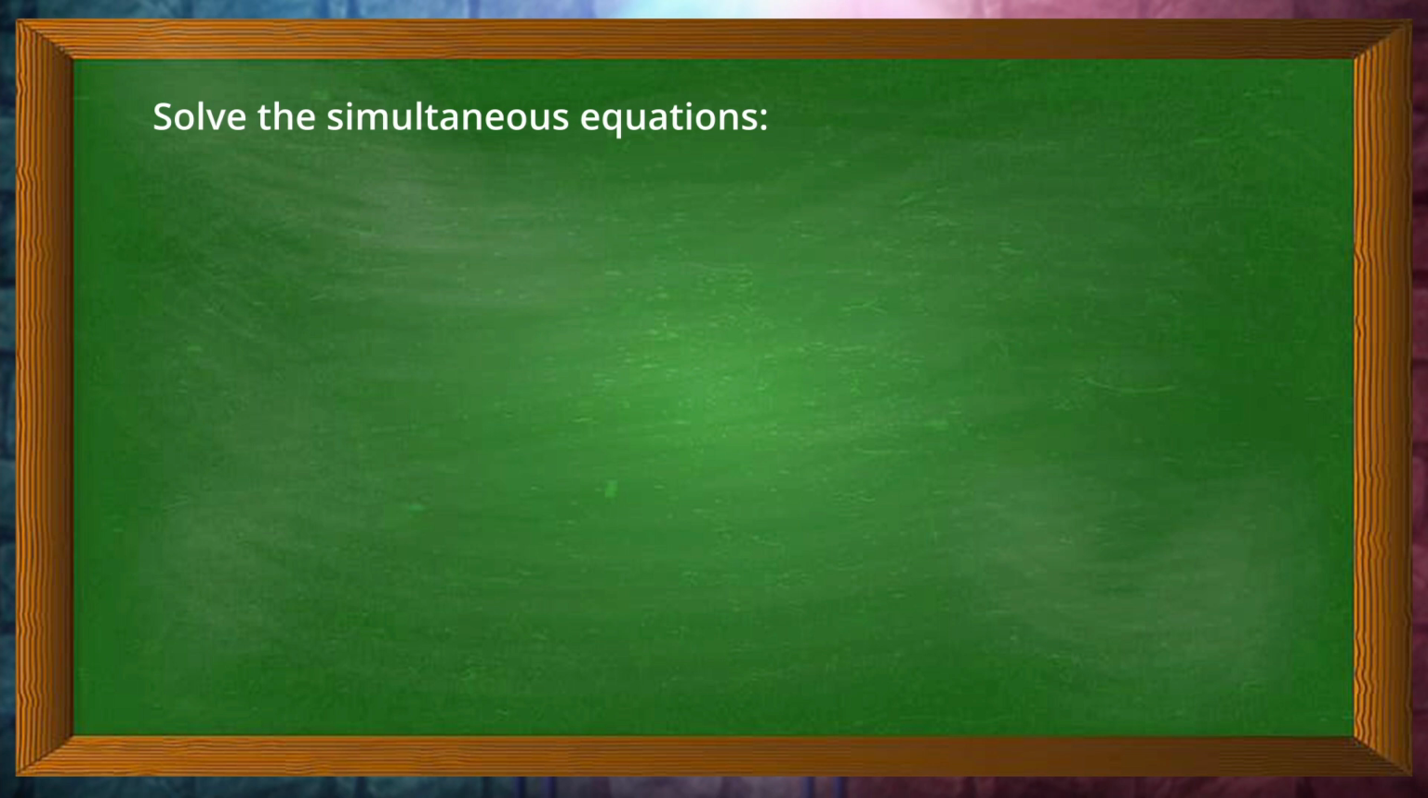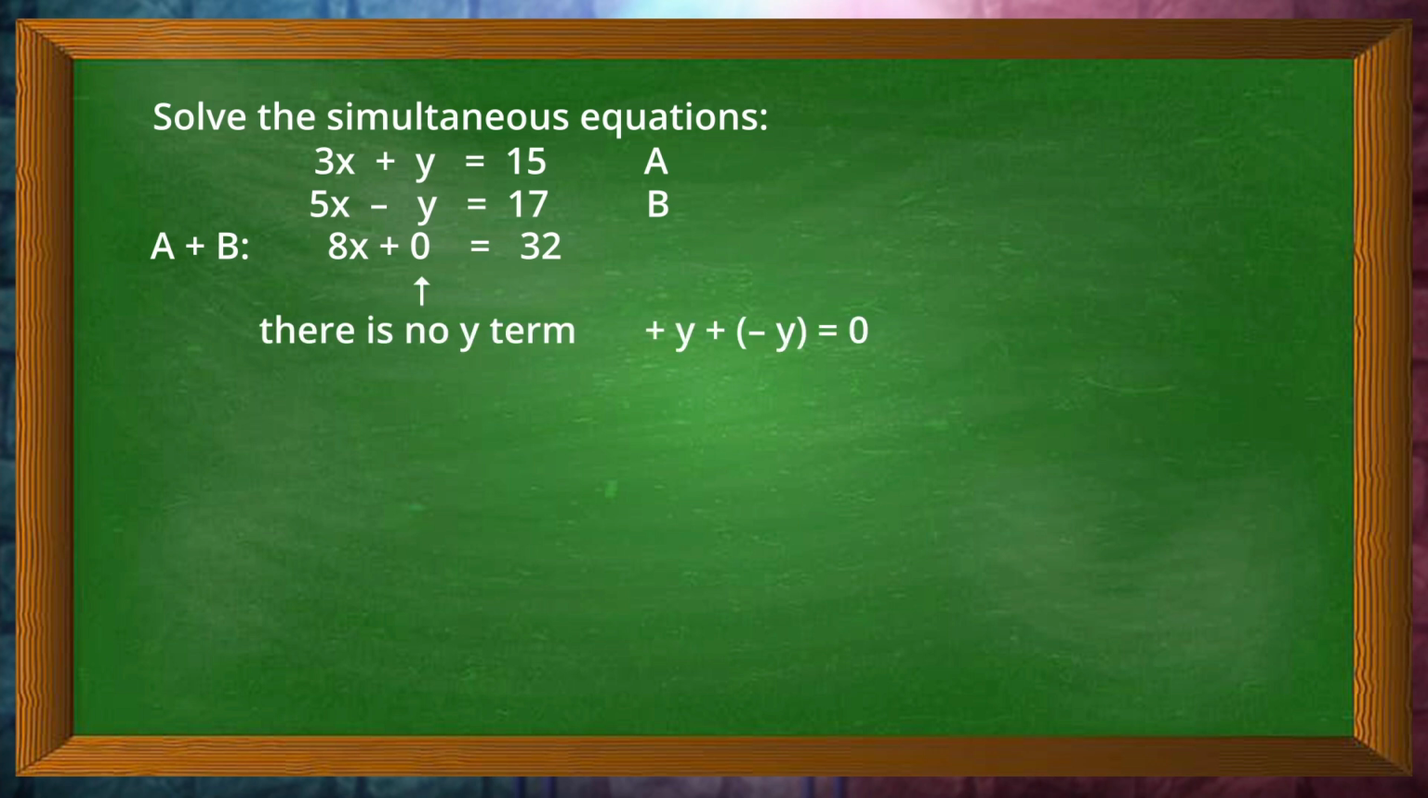Here is another example. Solve 3x plus y is equal to 15 and 5x minus y is equal to 17. Do you see that once again the y terms are additive inverses? One is positive y and the other is negative y. This means that if the equations are added together, the x terms add to 8x. But the y terms will add up to 0 and will therefore be eliminated. On the right side, the numbers add up to 32.